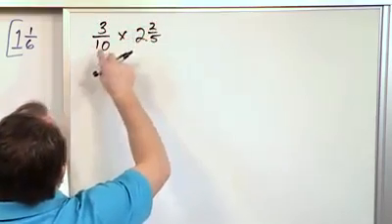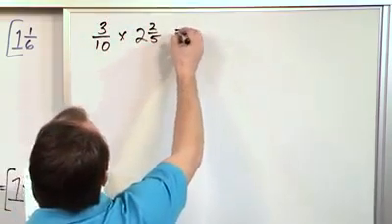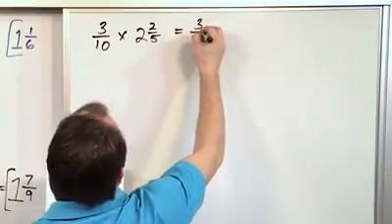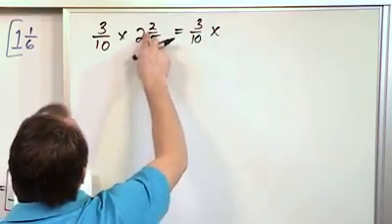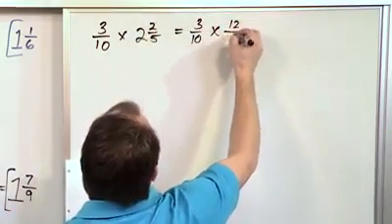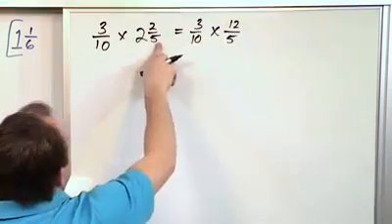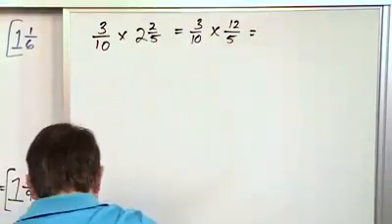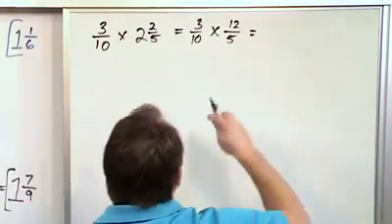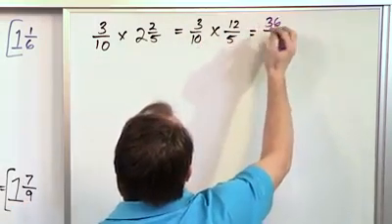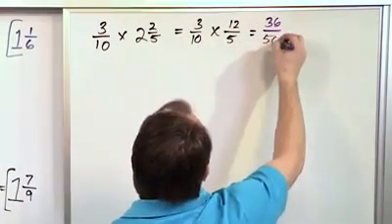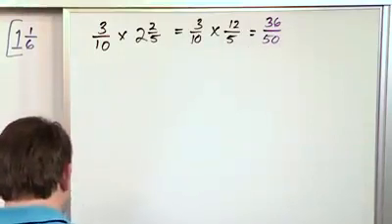What about 3/10 times 2 2/5? I would have 3/10. And I'm multiplying by this. I'm going to convert this. 5 times 2 is 10, plus 2 is 12. And I'll just write it over 5 as I always do. And then multiply the tops. 3 times 12 is 36. Multiply the bottoms. 5 times 10 is 50. So I get 36 over 50.